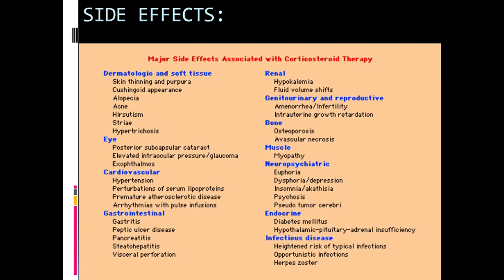Endocrine system: diabetes mellitus and hypothalamic pituitary adrenal insufficiency can occur due to corticosteroid use. Then infectious disease: heightened risk of typical infection, opportunistic infection, herpes zoster can occur with use of corticosteroids. So that's all for today.